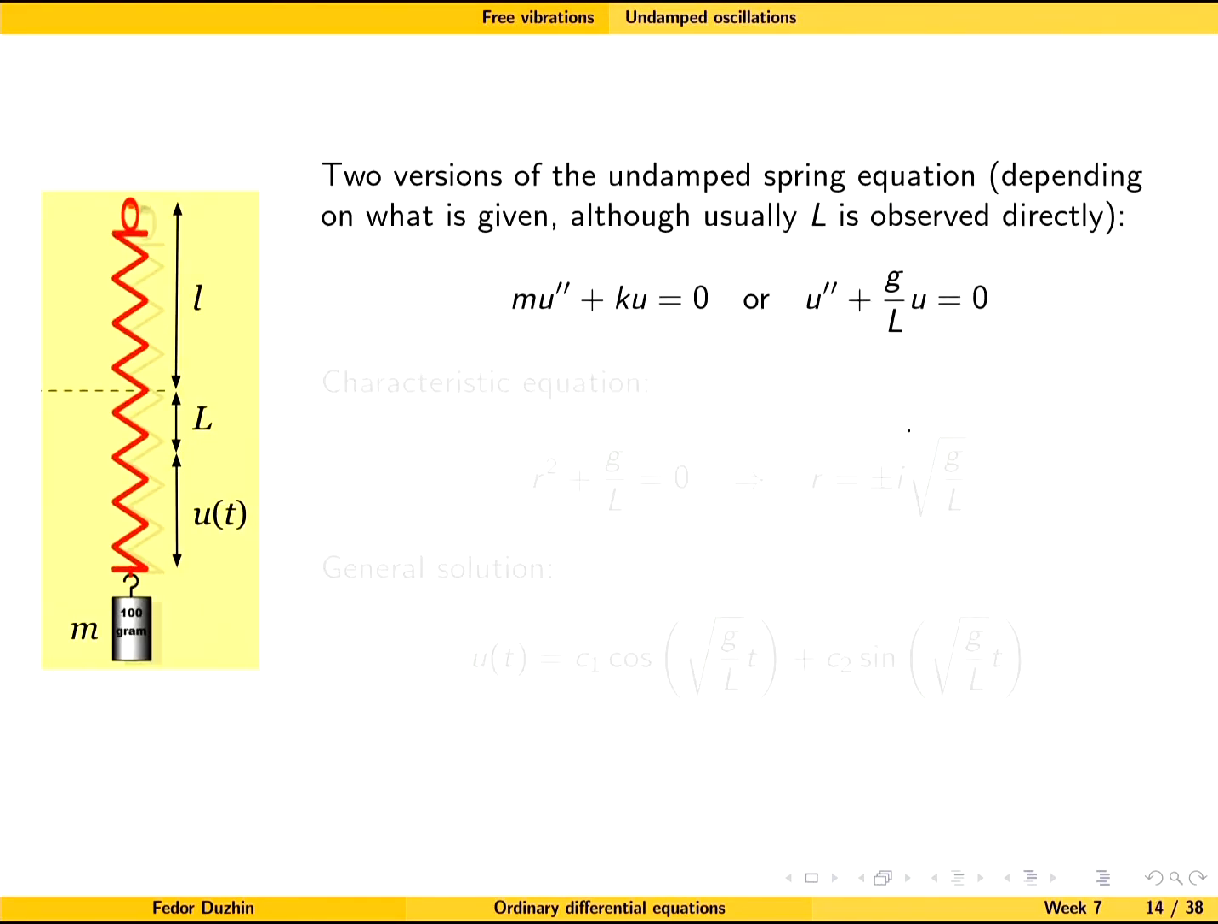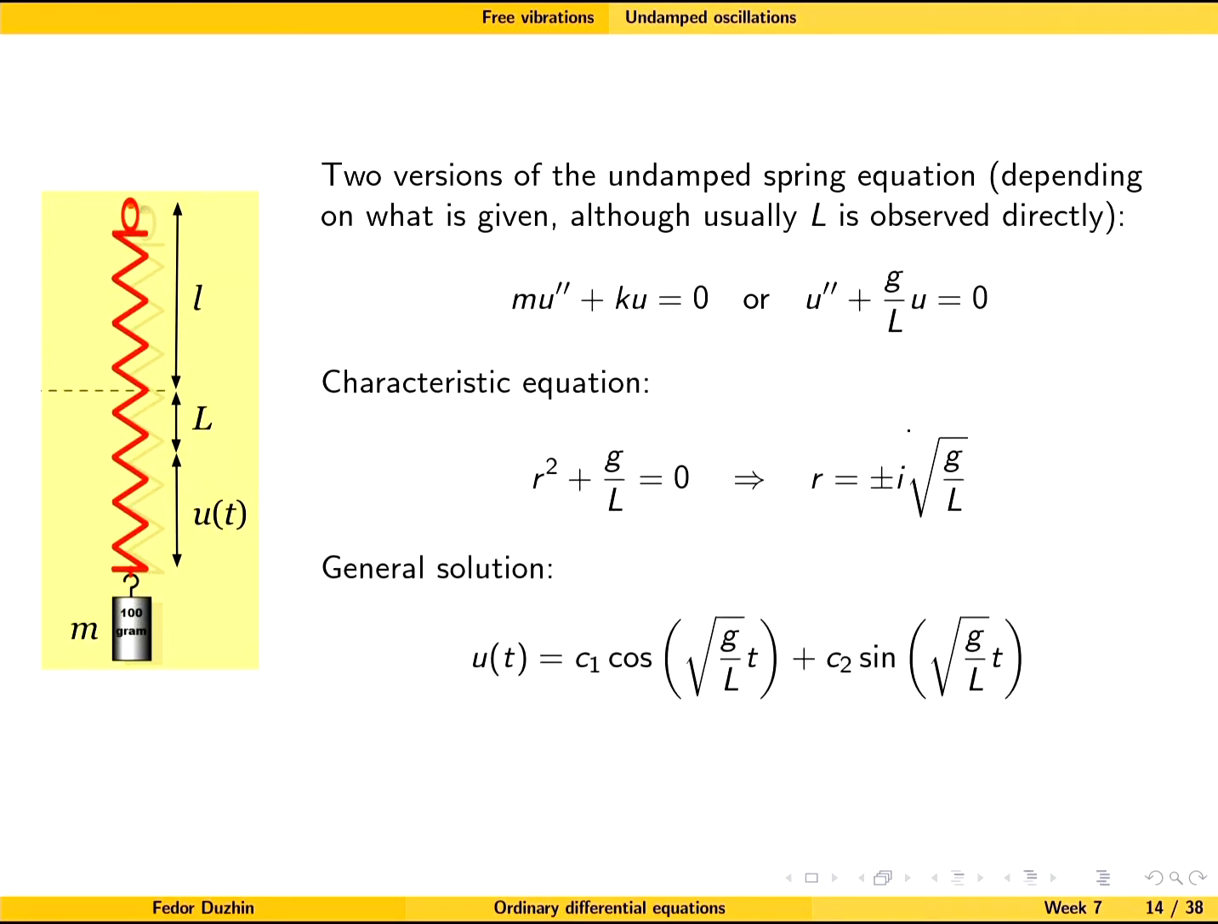But then usually, of course, the spring constant K, how do we know the spring constant K? We cannot really measure it directly. So usually what we do, we can measure G, the gravitational acceleration, and we can measure L, the displacement of the spring. And if we measure G and L, and if we know the mass of the object attached to the spring, then we can deduce k. So then we set up the characteristic equation. The characteristic equation has two purely imaginary roots, which means that the general solution is going to be a combination of cosine and sine.